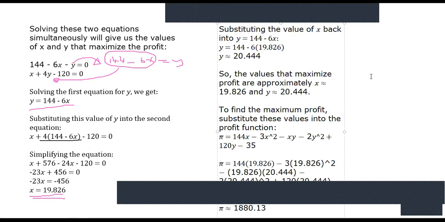Then to find y, after finding 19.82, we now go where we found y is equal to 144 minus 6x. Where there's x, we put what? 19.82. So we're going to get approximately y will be 20.44. So how many units of x will maximize? 19.82. And how many units of y? 20.44.